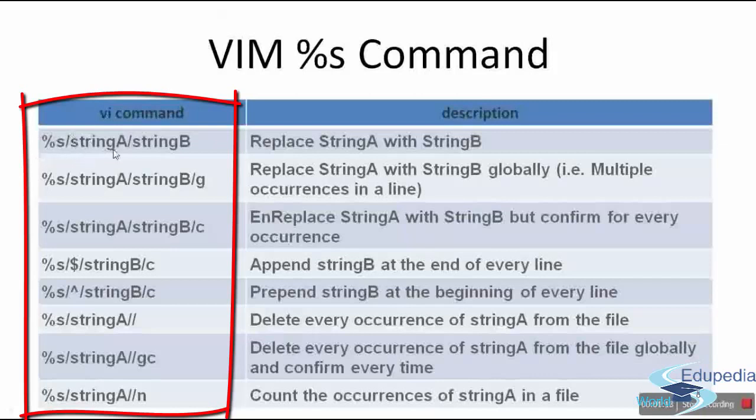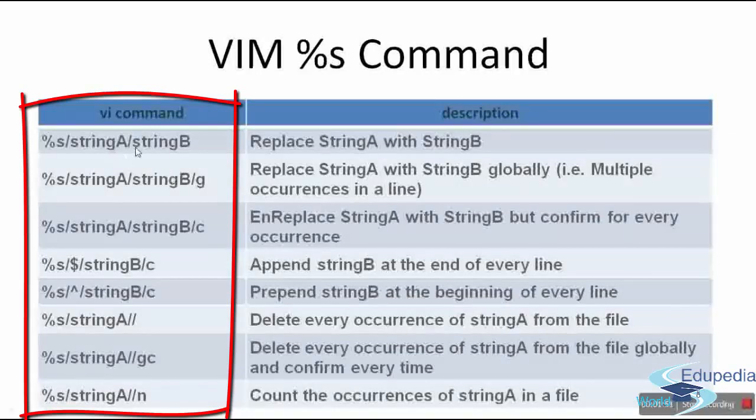So %s /, then your string a, and then again / and then your string b. All the occurrences of string a will be searched out throughout the file, and they will be replaced by string b using this command. But you have to remember that in this case it will replace only the first occurrence on every line. Suppose in one particular line string a occurs 3 times, it will not be replaced all the 3 times, it will be replaced only the first time. So the first occurrence of string a on every line will be replaced by string b using this command.